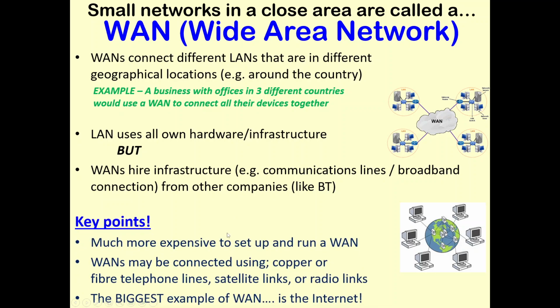It is more expensive to set up and run a WAN than a LAN because you have to hire things, you have to use special equipment to connect the networks together. And WANs could be connected using copper cables, fiber optic, satellite, or even radio links if there's short enough distance between it. And remember, the biggest example of a WAN is the internet. The internet is a worldwide network, wide area network.